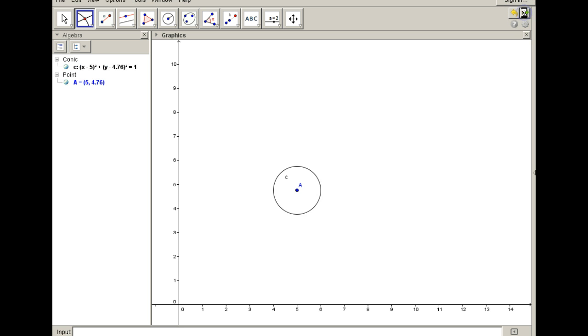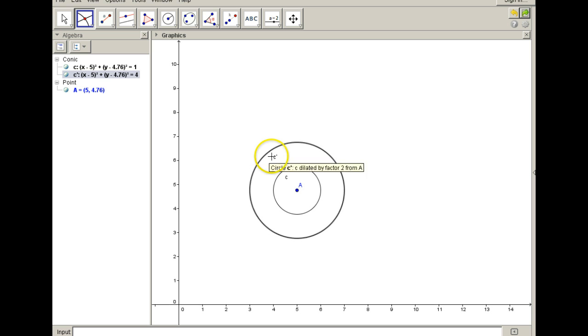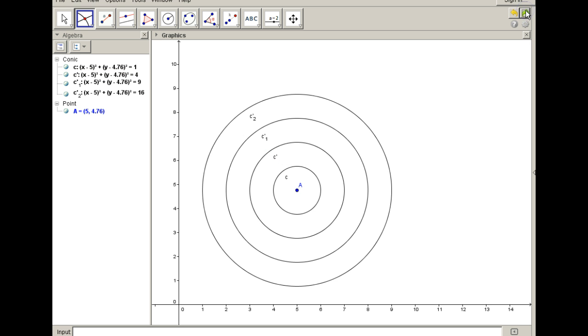I started by constructing a circle with a radius of 1. Then I dilated that circle with a scale factor of 2. You can see it says here, circle C prime is circle C, but dilated with a factor 2 from point A. And that means it's the dilation of 2. When this had a radius of 1, this new radius is going to be 2. And I continued that for 3, 4, and so I ended up with 1, 2, 3, 4 circles, concentric. This one has a radius of 1, radius of 2, radius of 3, and radius of 4.